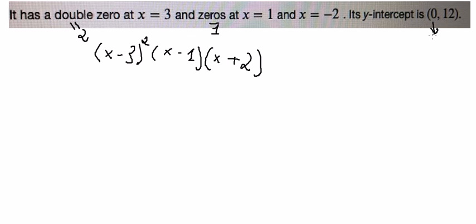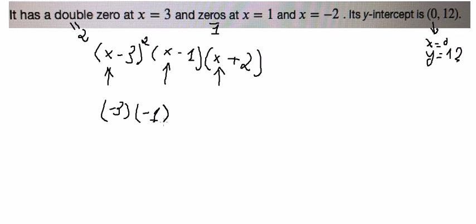When x equal to 0, y got about 12. So if we put 0 in here, and here, you will get negative 3, negative 1, and 2. If we try to multiply them together, you got a total of about 6. But this one you got about 12.